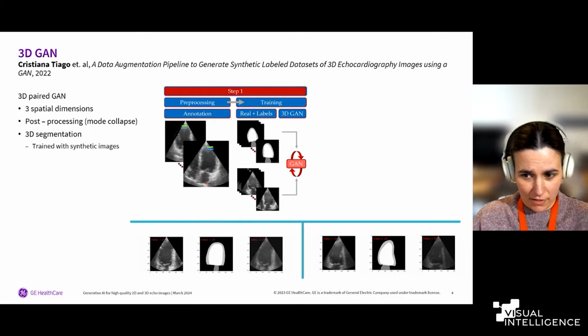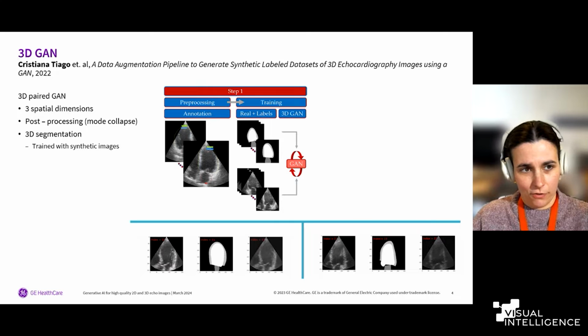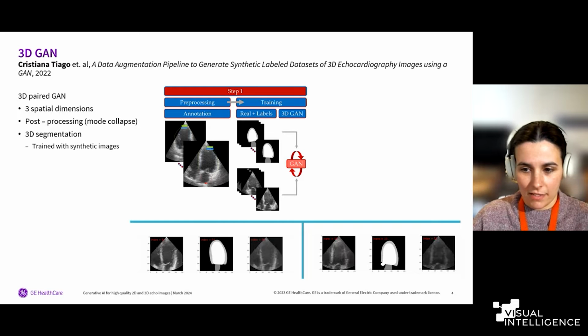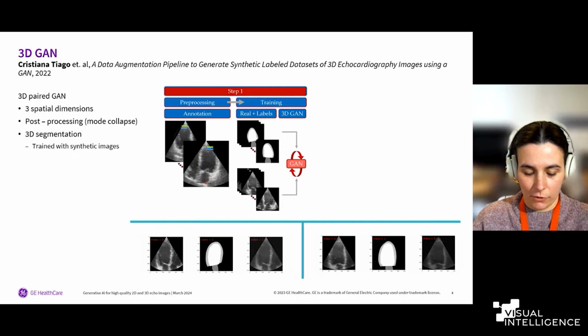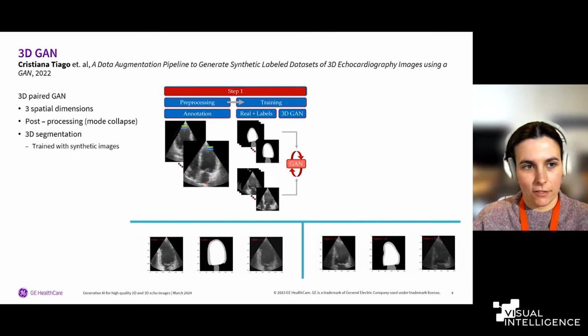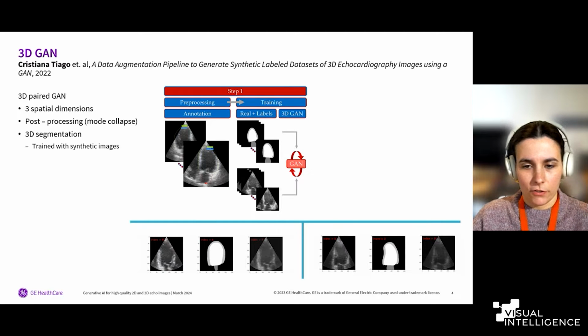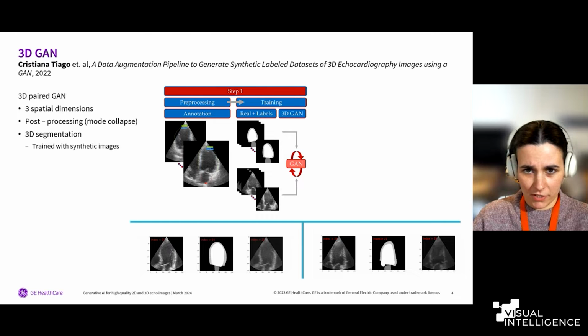So we started by using GANs like 3-4 years ago, and we decided to explore the potential to generate 3D echo images. And this 3D is 3 spatial dimensions. So we are generating a heart volume, which is rotated around the long axis. So all the frames that we are generating are like when we rotate the probe around the long axis of the heart. So we trained a 3D GAN with that, using real 3D echo images and labels from a clinician.